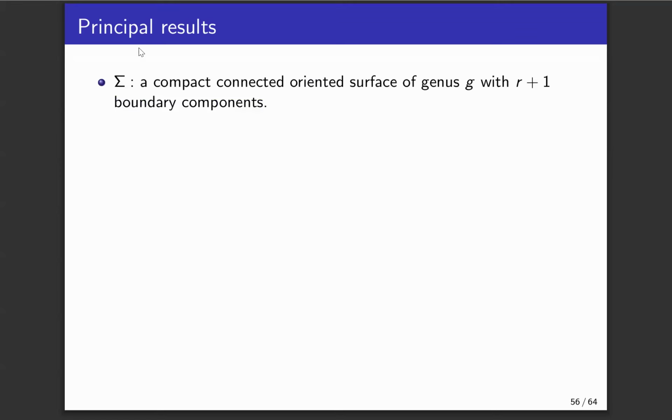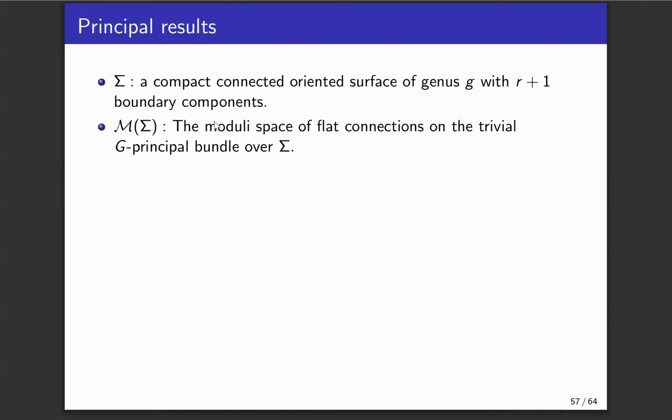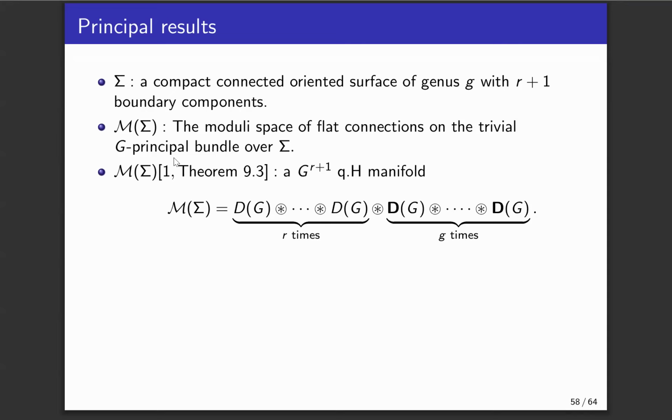Then the third principal result of our paper concerns the moduli spaces of flat connections. Imagine that we have some compact connected oriented surface of genus g with r+1 boundary components. Then we consider the moduli space of flat connections on the trivial G-principal bundle over this surface. A nice theorem of Meinrenken and Alexeev tells us that this moduli space has a nice (r+1) quasi-Hamiltonian structure.